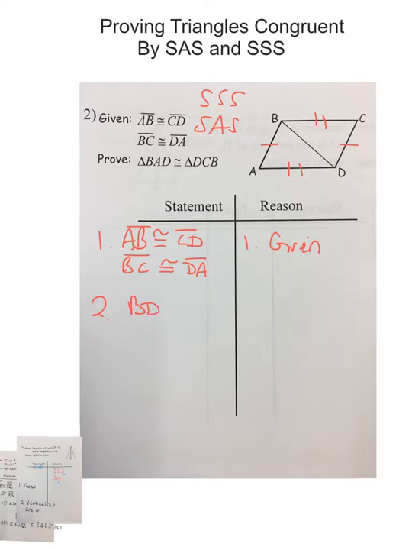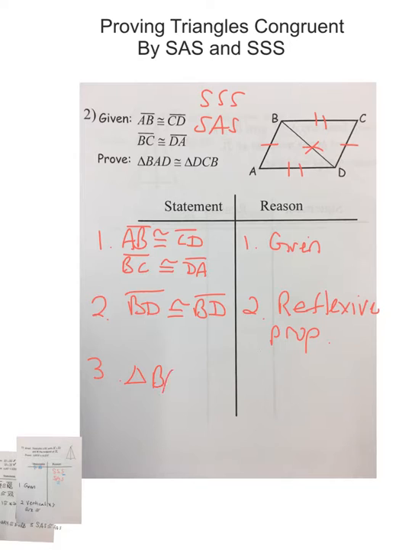BD is congruent to BD. Reflexive property. I'm going to abbreviate there. And let's mark it. I'm just going to put a little X there. Now we happen to have side, side, side. And we have congruent triangles. We are at the proof.